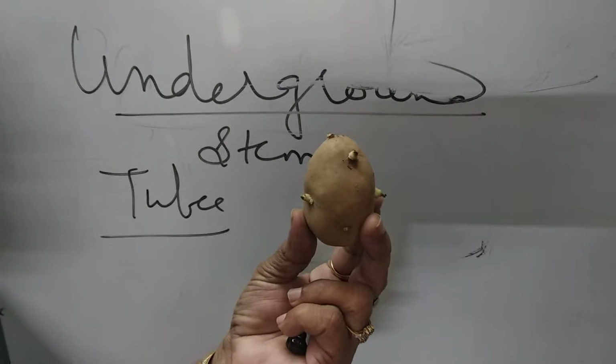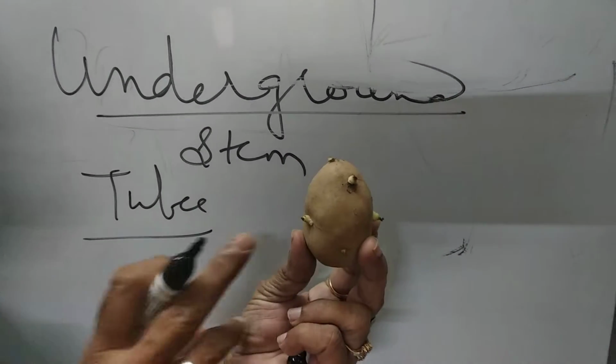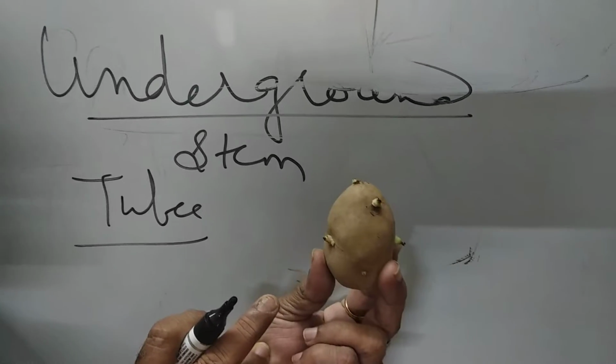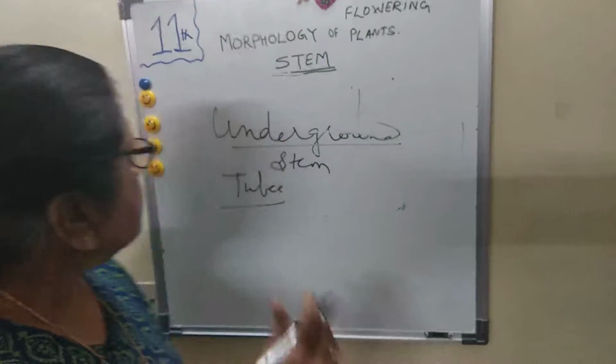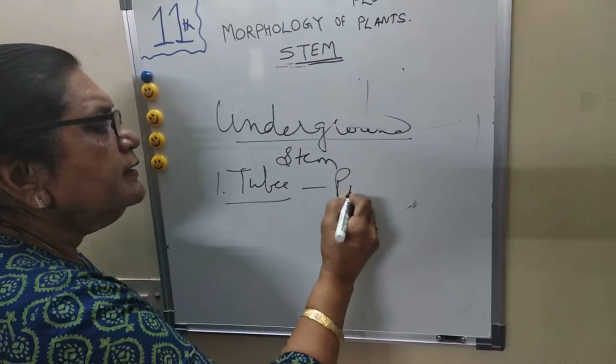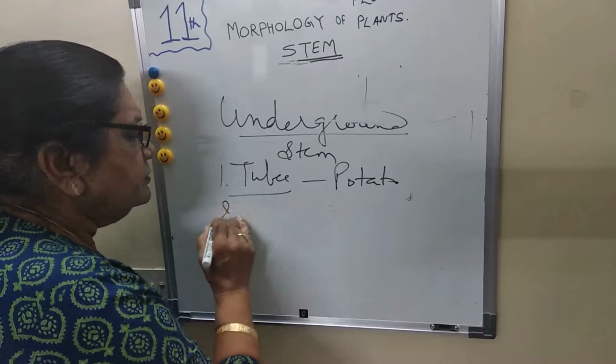If they have buds, it means it is a stem, but it is underground because it remains in the soil. Underground stem, the shape varies. This is the tuber, and the example is potato.